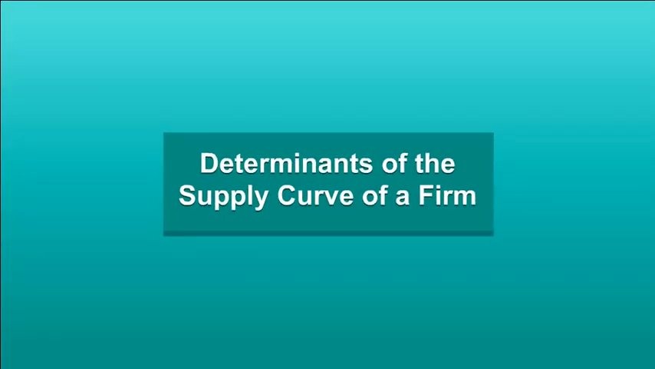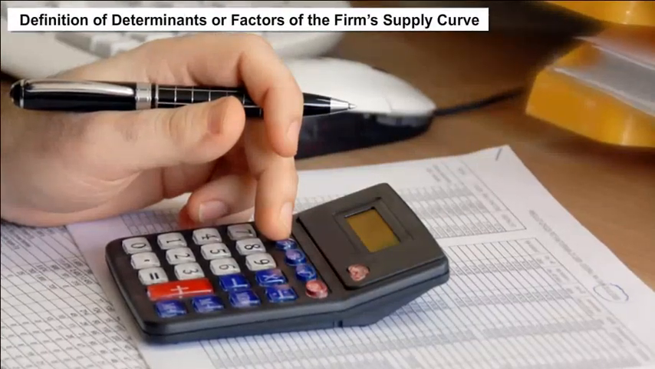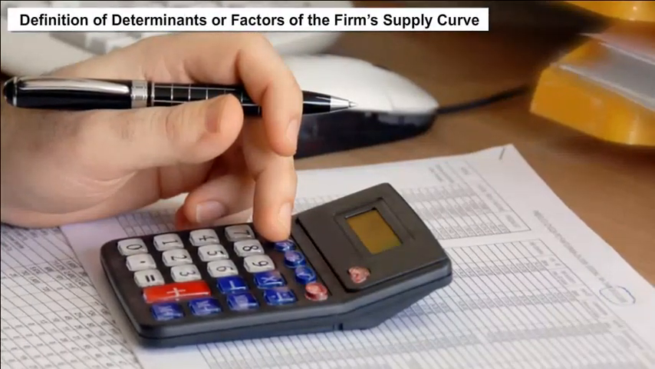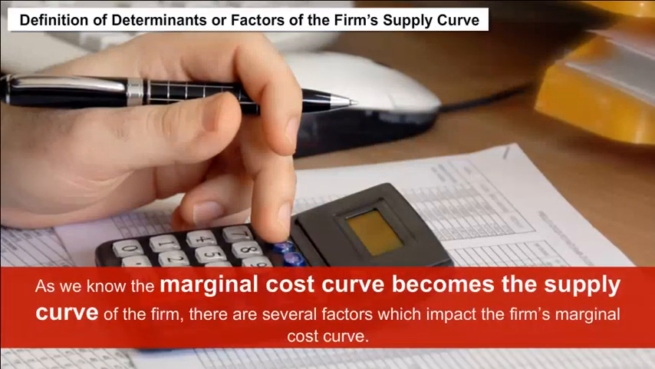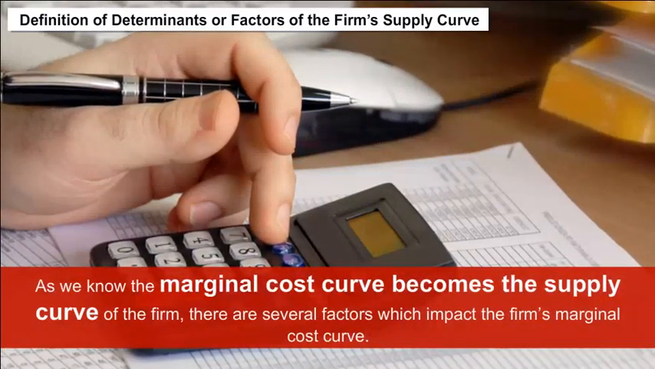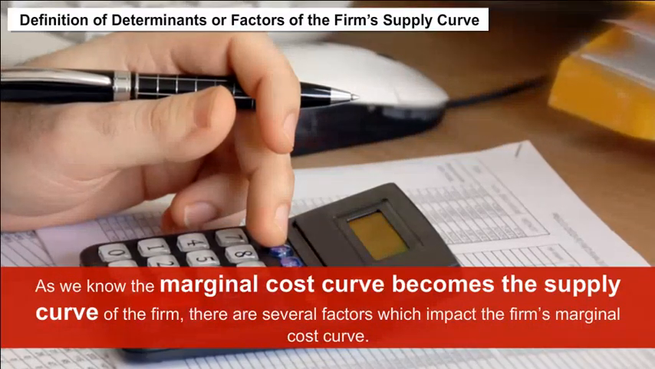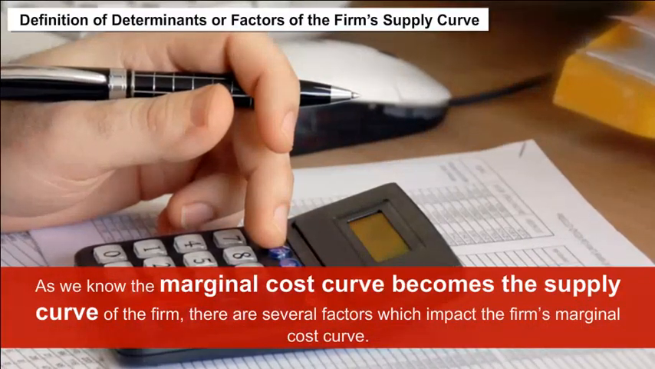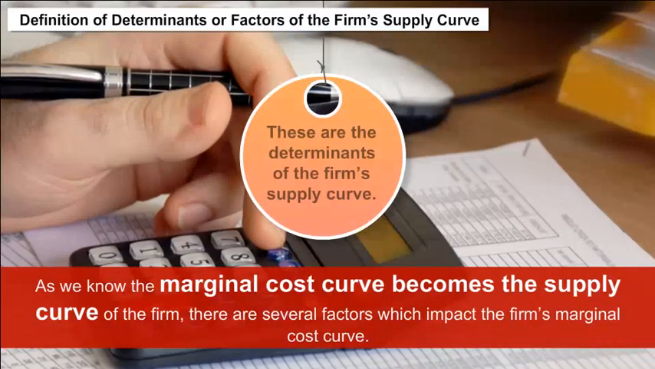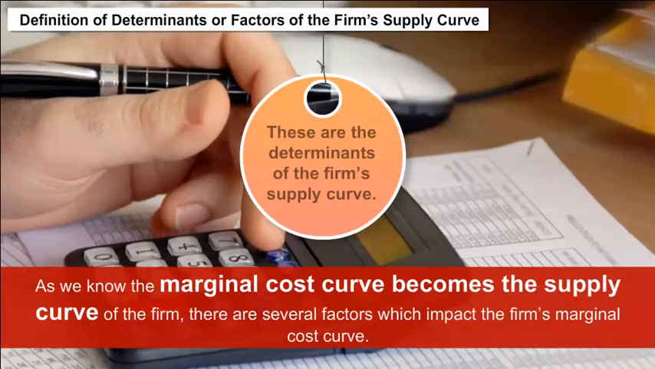Determinants of the supply curve of a firm. Definition of determinants or factors of the firm's supply curve. As we know, the marginal cost curve becomes the supply curve of the firm. There are several factors which impact the firm's marginal cost curve. These are the determinants of the firm's supply curve.